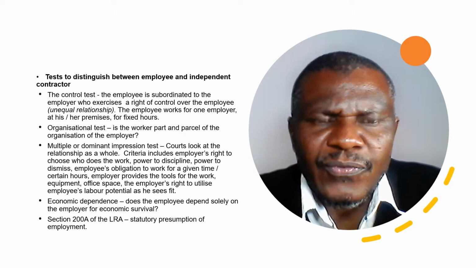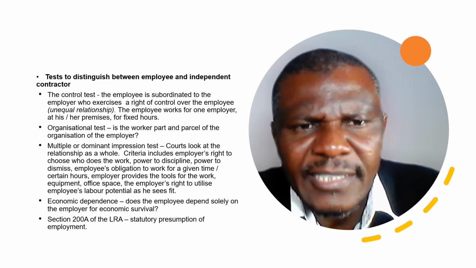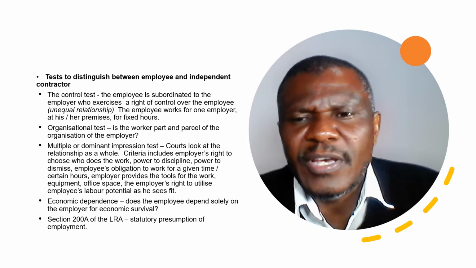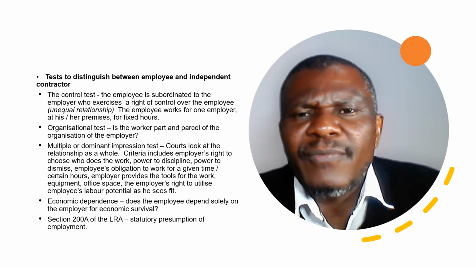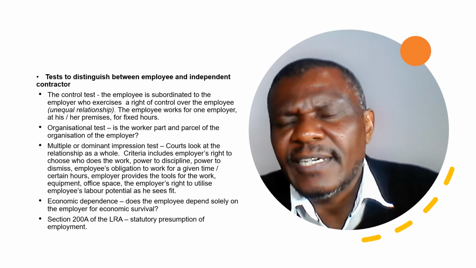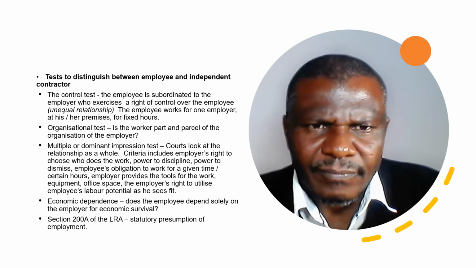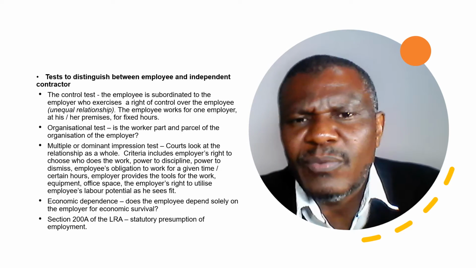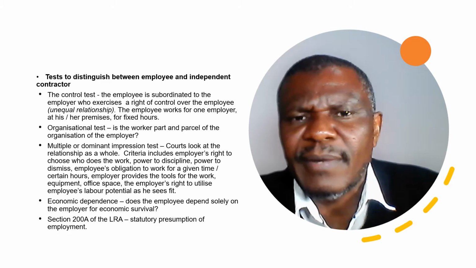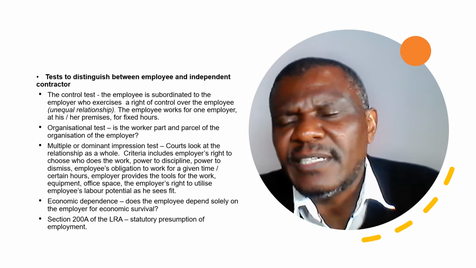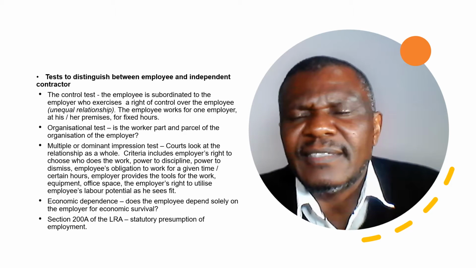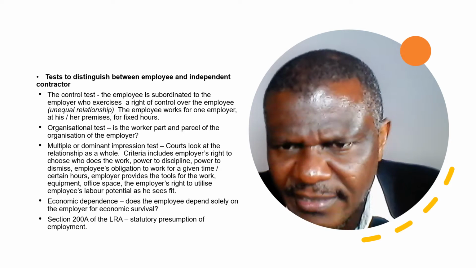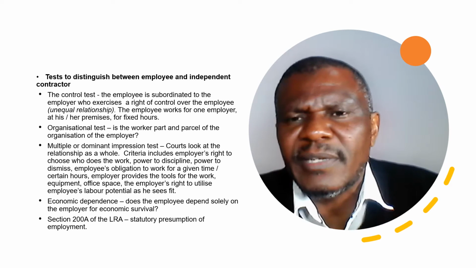Then there is the issue of the multiple or the dominant impression test. Now, courts have tended to defer a lot to this one, where they are saying if the relationship as a whole viewed gives an impression that the employer has a right to choose who goes to work. The employer, or rather the one who consumes the labor, has the power to discipline, the power to dismiss the other. Then the one who has the power to choose who does the work, to discipline and to dismiss, is an employer, and there's an employment relationship there.